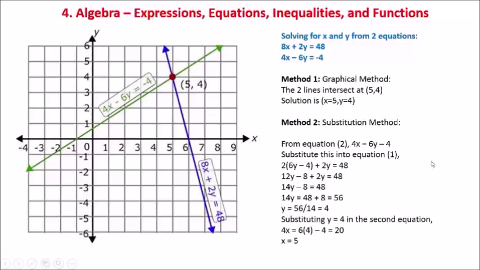Okay? So when the problem gives you two equations for you to solve without the picture, you have to use the substitution method. If the problem gives you two equations with the graphs, and if there is a point of intersection, it's very easy. You just look at the point of intersection and the x values, y values from that, and that'll be your answer. Okay?